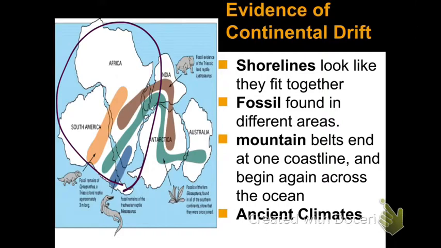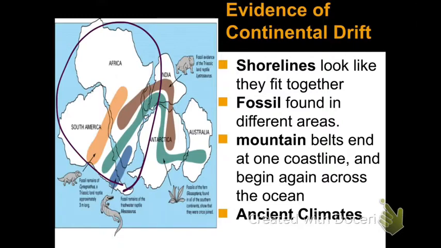Now, you've got to remember that we are looking at the continents from 300 million years ago. There has been a lot of weathering and erosion on the shorelines, so they're not going to be absolutely perfect fits. As you were working on it, it didn't look exactly like it fit perfectly, but they should at least look like they went somewhat together. So shorelines looking like they fit together is one form of evidence.